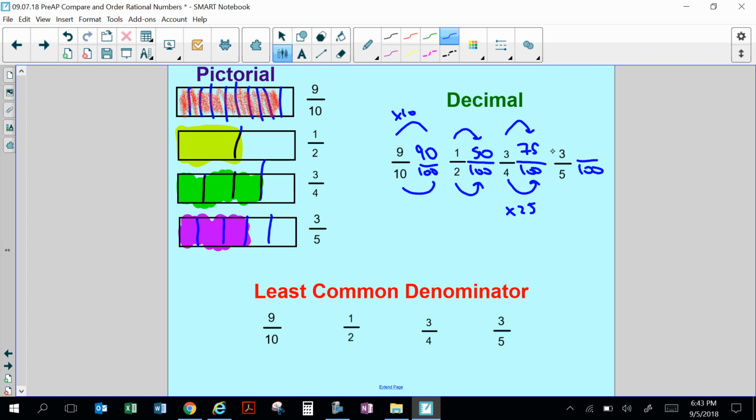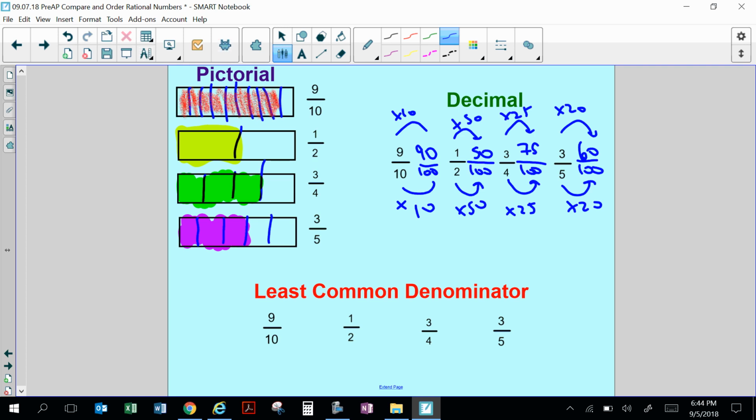That's 75 hundredths. How do you build 3/5 to, let me go back and fill this out. How do you build 5 to 100? Times 20. 3 times 20 is 60 hundredths. So 90 hundredths or 9/10 is the tallest. Then 3/4 for 75 hundredths. Then 60 hundredths, 3/5, and then 50 hundredths, 1/2. That's one way to do it.